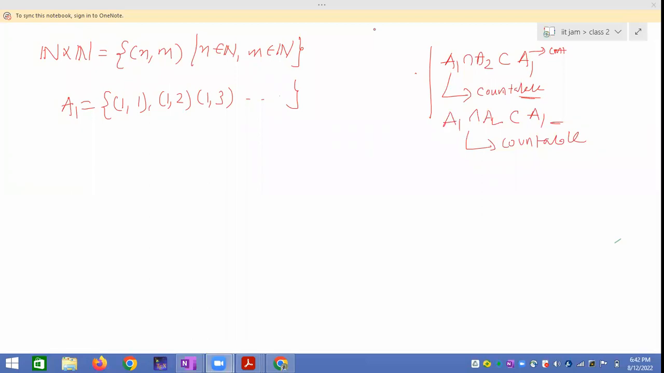Superset of a countable set, please explain. Yeah. A superset of a countable set may be countable, it may not be countable. I didn't say anything about uncountable sets yet. When I talk about uncountable sets, I will explain. Okay. Next, A2. I'm defining A2.